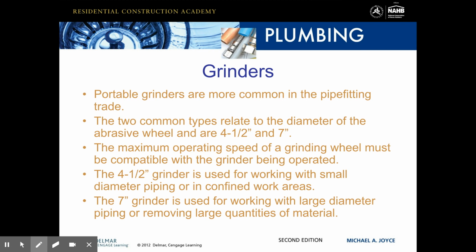Portable grinders are more common in the pipe fitting trade. The two most common types relate to the diameter of the abrasive wheel and are 4.5 inch and 7 inch. The maximum operating speed of a grinding wheel must be compatible with the grinder being operated. You don't want a grinder that is able to spin faster.